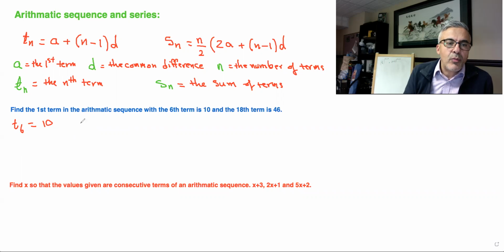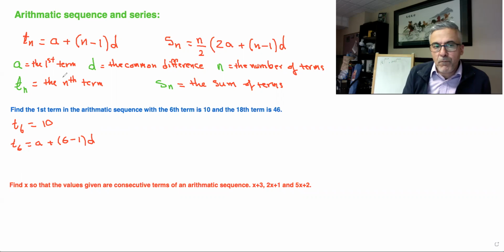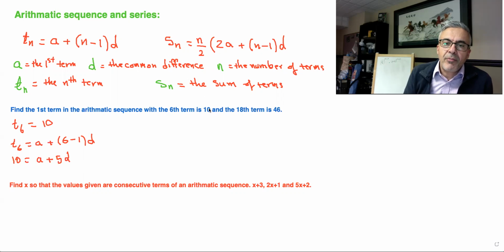So just to write the equation so that you could visualize this, T6 would equal A plus 6 minus 1 D. Since you know what T6 is, T6 is 10. So instead of writing T6, you write 10 here equals A plus 6 minus 1 is 5. So that becomes 5D.